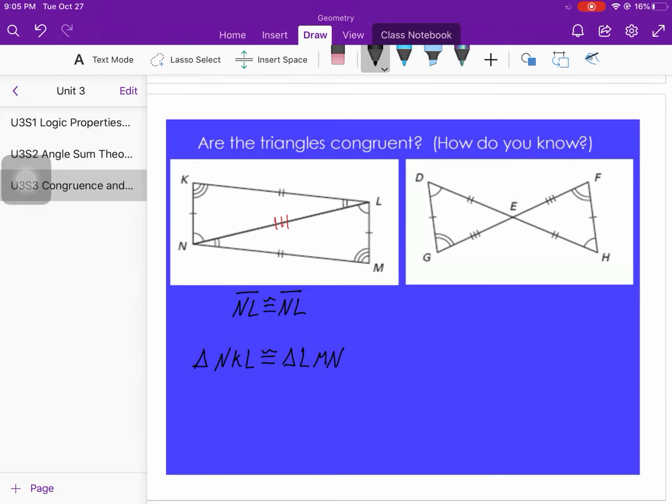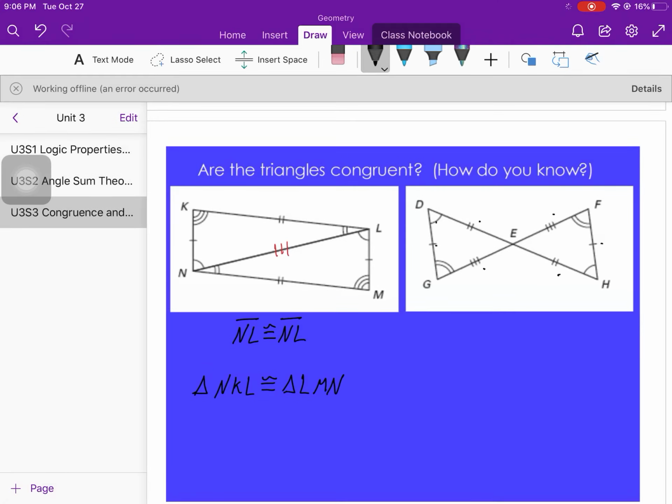All right, this one over here, are the triangles congruent? How do we know? Well, we have 1, 2, 3 sides, 1, 2, 3, so we can conclude that we have 3 pairs of congruent sides. But the angles, we only know 2 here. Notice the third angle for each triangle would be here and here. But how can we conclude that those are the same?